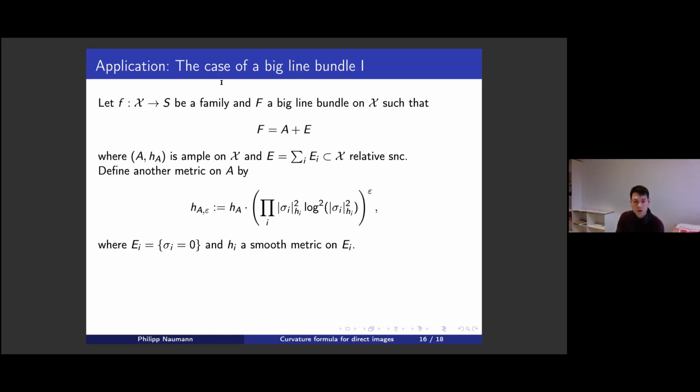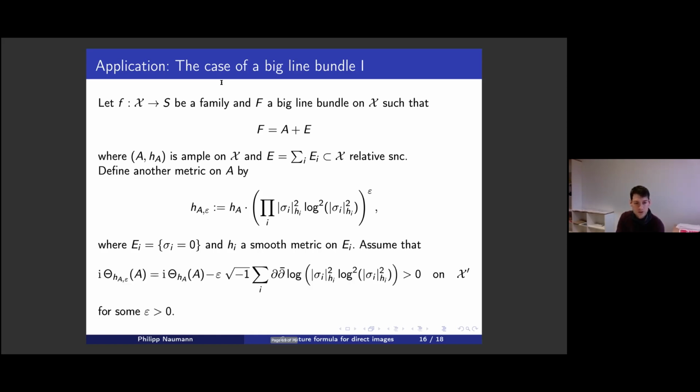And then to apply this, we need some positivity. So our requirement here is that also this modified metric still has some positivity. This in general, of course, we cannot expect, because in this situation, maybe the base S is not compact. In the compact case, we could of course achieve this, but maybe in some quasi-projective situation, when S has some compactification or something, then maybe we would be able to arrange this. But this is our additional assumption here, that this modified metric still has positive curvature.